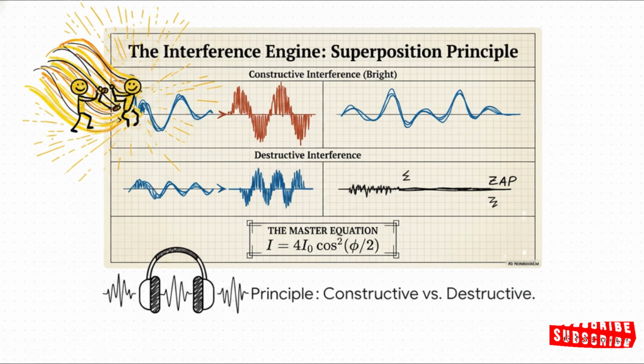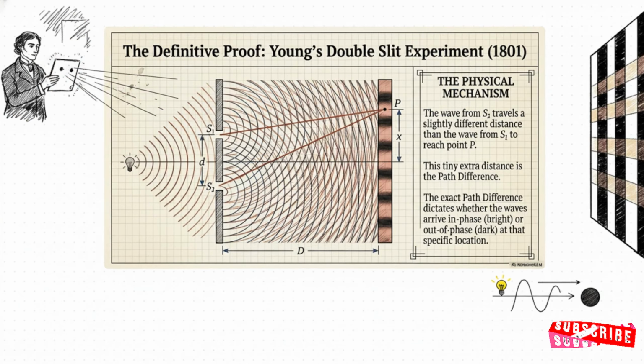The headphones literally listen to the noisy environment and instantly play a sound wave that is the exact opposite, a trough to perfectly match the noise's crest. They cancel each other out to zero. And guess what? Light does the exact same thing. Look closely at point P on the right. The tiny extra distance one wave travels compared to the other, we call that the path difference, entirely dictates if we see a bright band of light or a dark shadow.